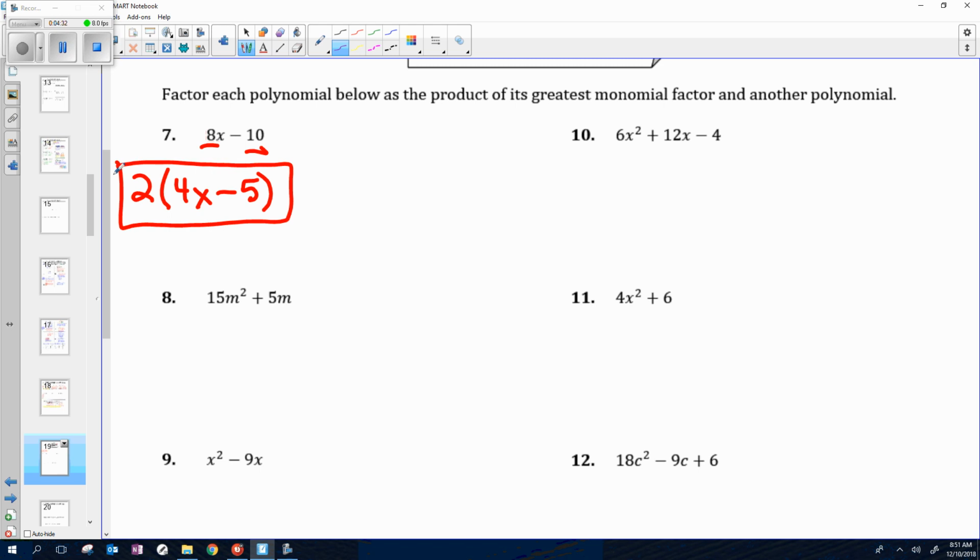If I wanted to check by distribution, that means I'm distributing this 2 to the 4x and to the minus 5. 2 times a 4x is 8x, and 2 times a minus 5 is a minus 10.